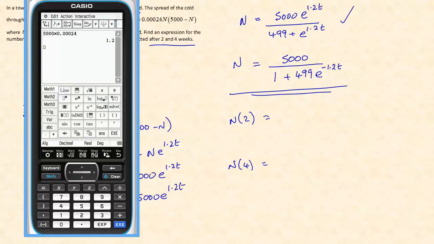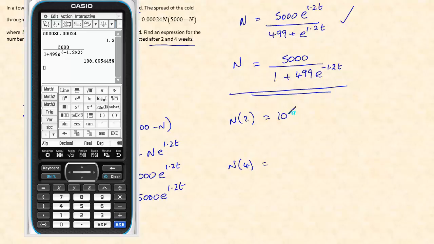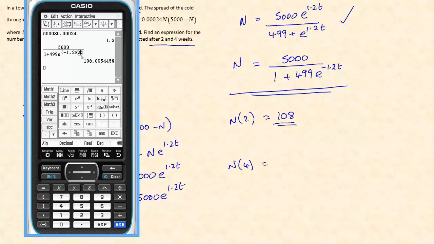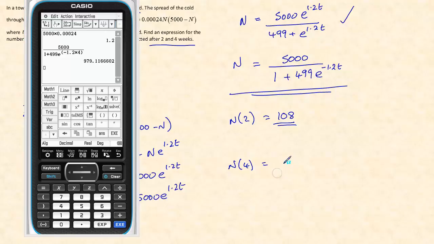So 5,000 over 1 plus 499 e to the negative 1.2 times 2 gives me 108. Remember, this is the number of people, so we can't give decimal places. And all we need to do for 4 is just go in here, and that's 979.